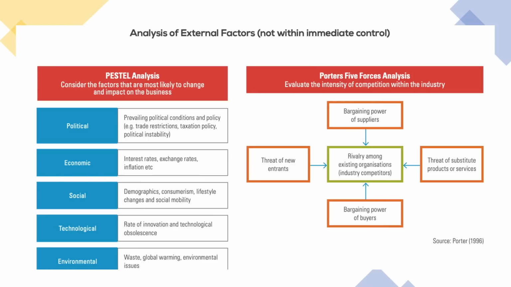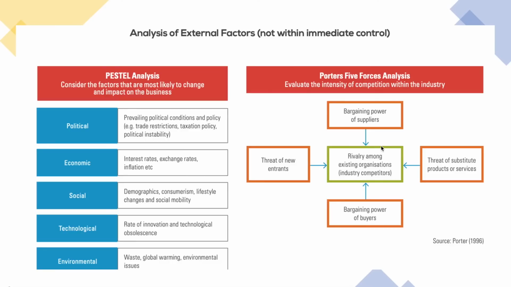And the third thing is rivalry among existing organizations, industry competitors. So industry growth is more important. Concentration and balance, intermittent overcapacity, exit barriers. This was the third thing, rivalry among existing organizations.